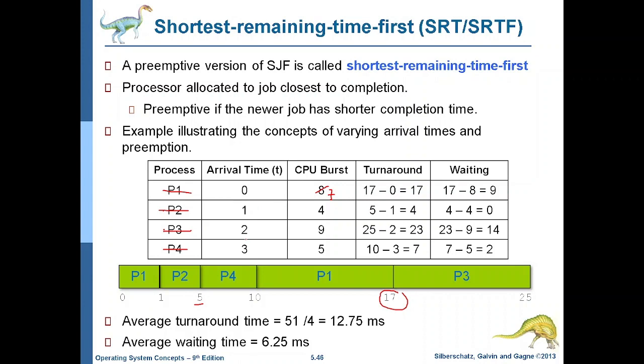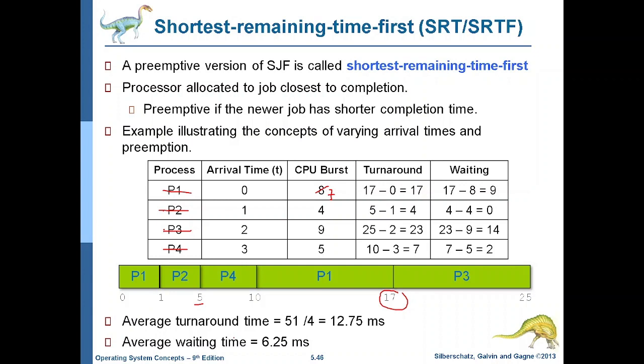Then we will do the same with P3 and P4. P3 finished executing at 25. That's why 25 subtracted by the AT. And then for P4, it finished at time 10 and then subtracted by the arrival time 3. So that's why we get this. This is the answer, the turnaround time. Then for waiting time, we can get it by taking the turnaround time and then subtracting the CPU burst time from it.